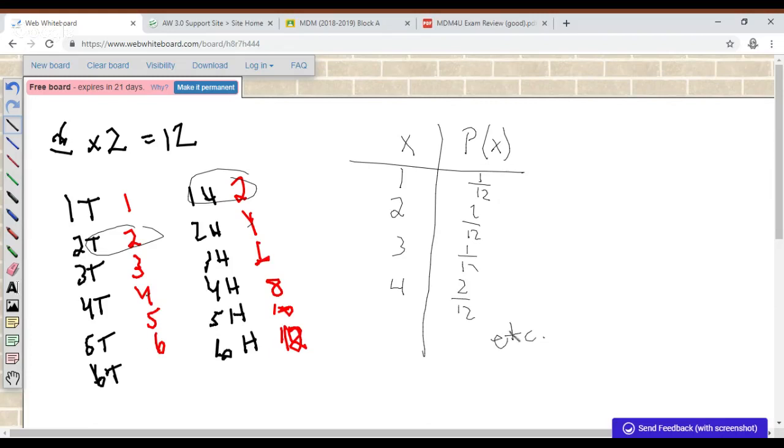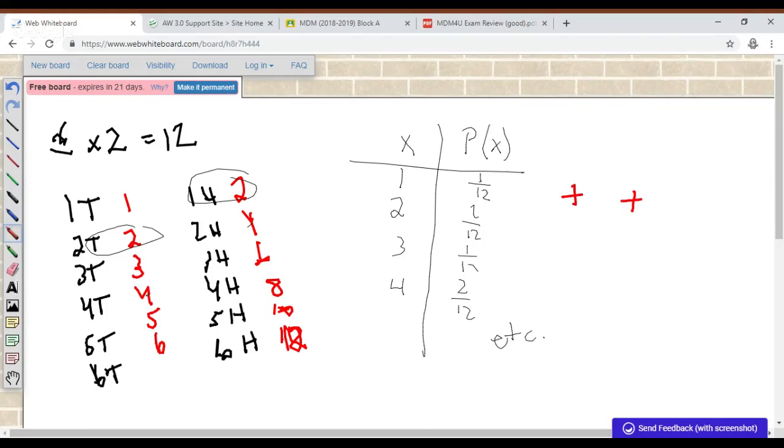And then to do the answer, the second part about the fair game, because it's a probability distribution, you would do 1 times 1/12 plus 2 times 2/12, plus you would add them all together, and that's your expected value, also your fair game amount.